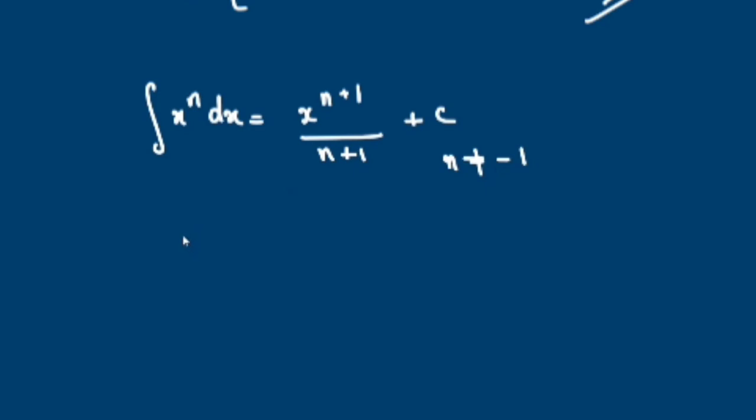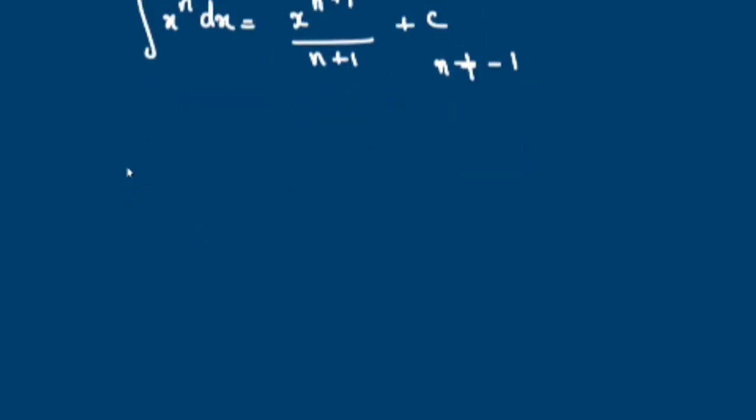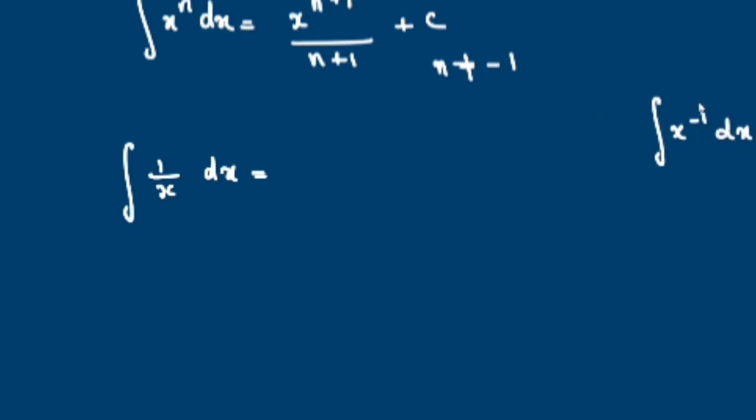Today you are going to learn another formula. If n is equal to minus 1, see, if it is 1 by x dx, so what happens here? If you take it to the numerator, it is x power minus 1. So when n is minus 1, you cannot use this formula. For 1 by x dx, the formula is log of x. Always put a modulus sign for this because log of a negative number doesn't exist. Log always exists for a positive number. So it is log of modulus of x plus c. This is the formula we are going to use today.